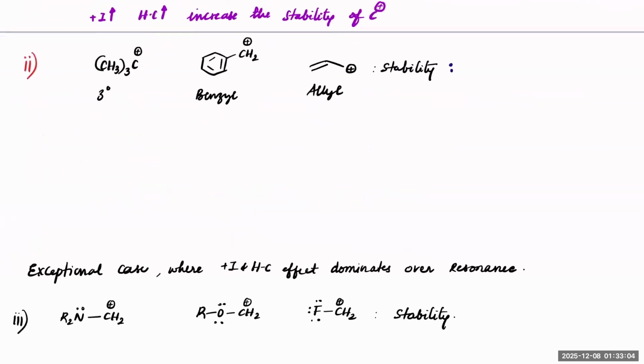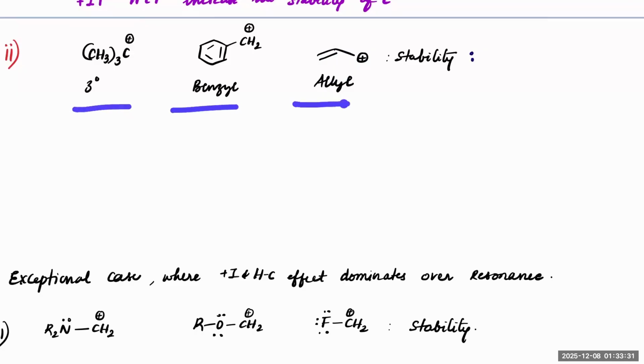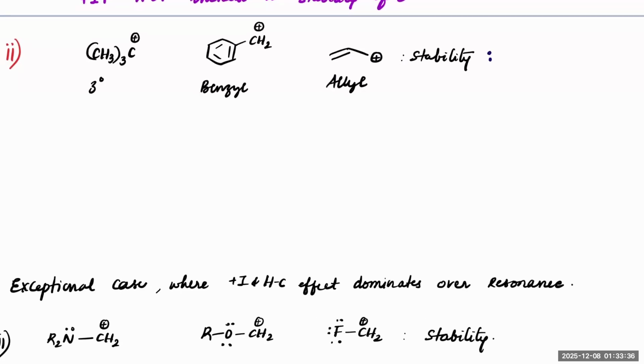See the second case. You have tertiary carbocation, benzyl carbocation, and allyl carbocation. If the carbon present on benzene has a positive charge, that is called benzyl carbocation. If the positive charge is on an allyl carbon, that is called allyl carbocation. So if you are to compare 3-degree carbocation, benzyl carbocation, and allyl carbocation, then notice what effects you will see.